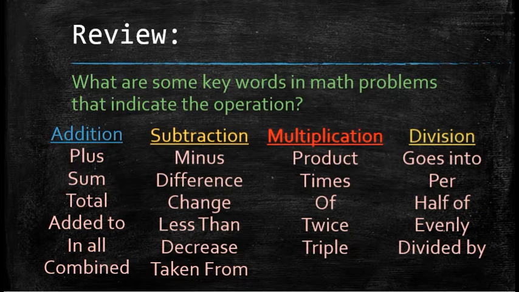Multiplication, we have product of, times, of, twice, or triple. That could potentially be a multiplication problem. And in division, we have if something goes into something else. Per is a big clue that it's a division problem. Half of, evenly, or divided by. These are just some of the keywords that could show up in math problems. Of course, there's a whole list. We've reviewed that, and you reviewed that with Miss D before your winter break.